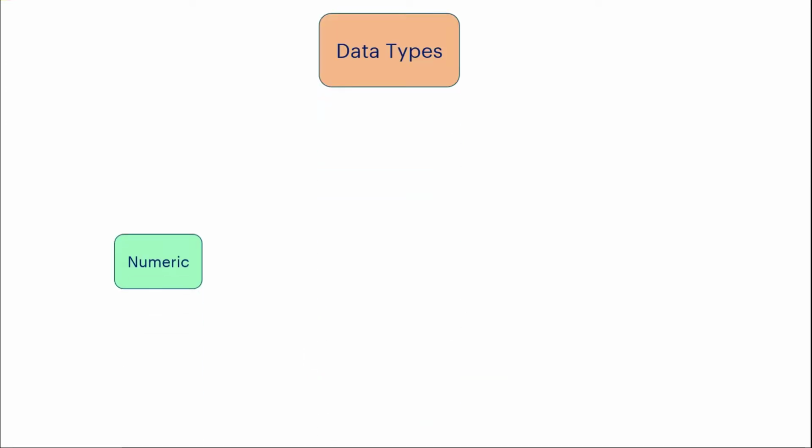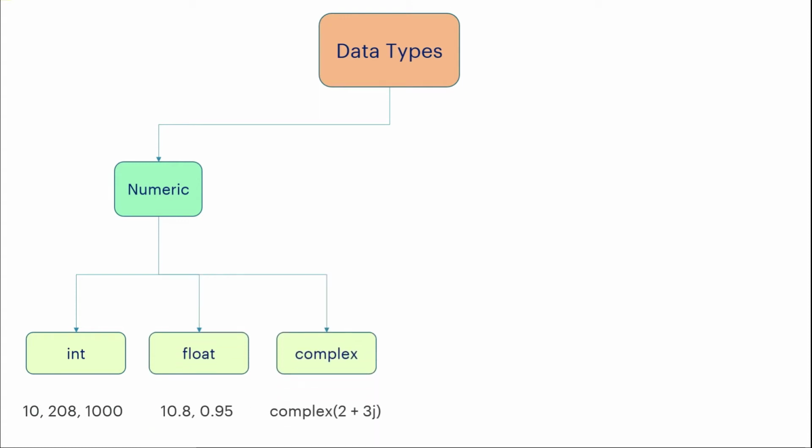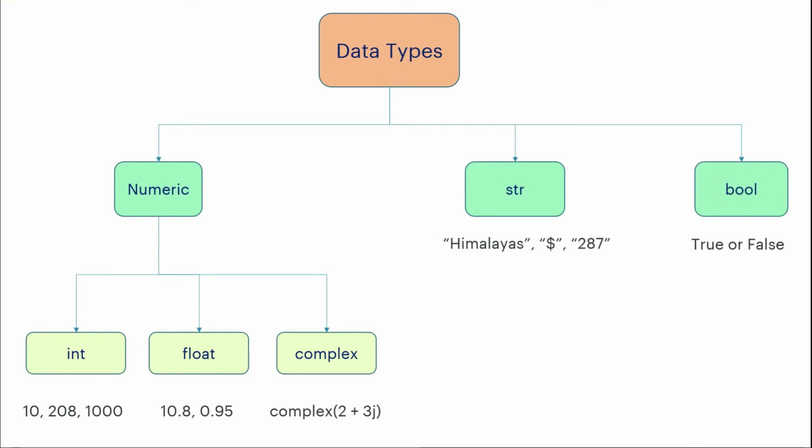First is numeric type, and it is further categorized as integers called int, decimals called floats, and complex numbers. Strings store text values and special characters. We can even store numbers as string objects. Strings always enclose the elements in a pair of single quotes or double quotes. Lastly, booleans store only two values, either true or false. They are mainly associated with comparisons and conditional statements.